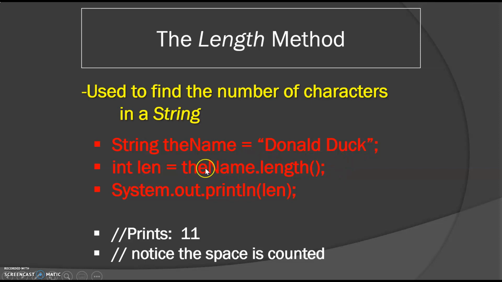So what this does is I use the variable name, dot, length, and notice there's 2 empty parentheses behind it, and that determines how long this string is. And I'm saving this to an integer called len. So when I print it out, it tells me that there's 11 spaces or characters in the word Donald Duck.